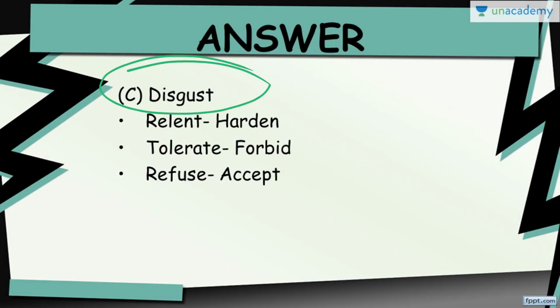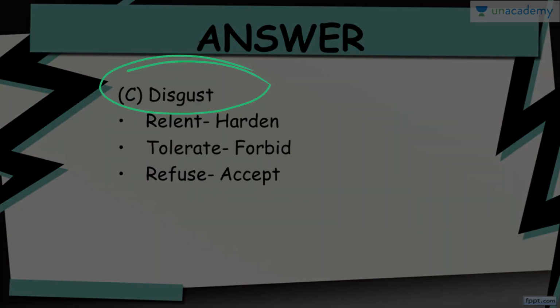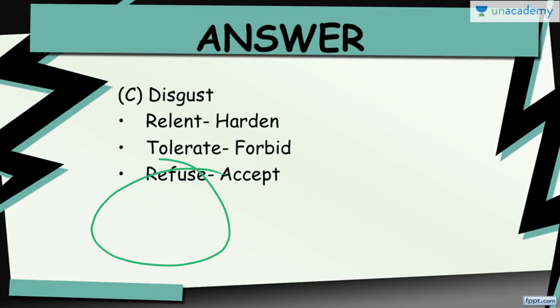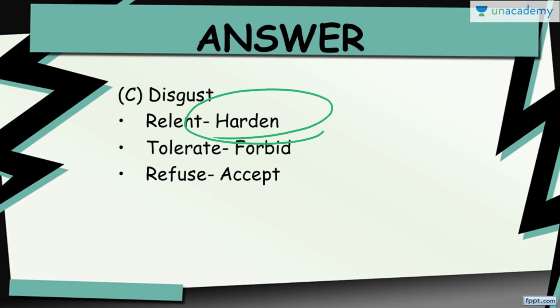So these are opposite to each other, antonyms to each other. For the rest of the options, we have these things. For relent, the opposite is harden. Something which is easy to do, it's relent. And for hardening, we have something tough.